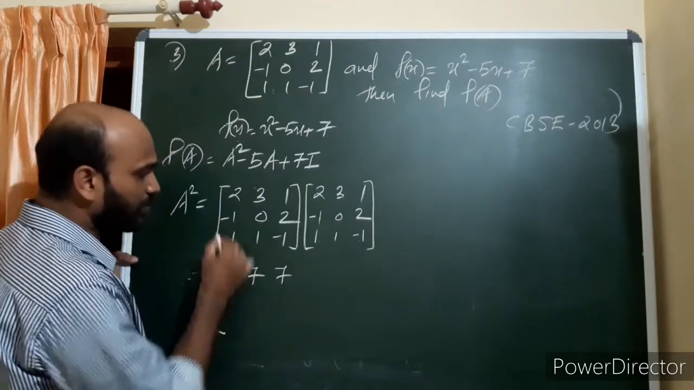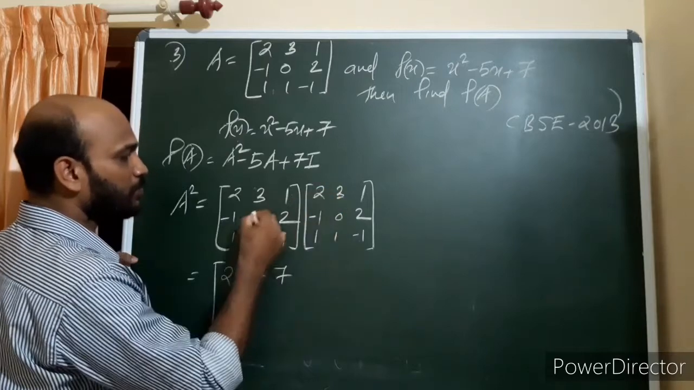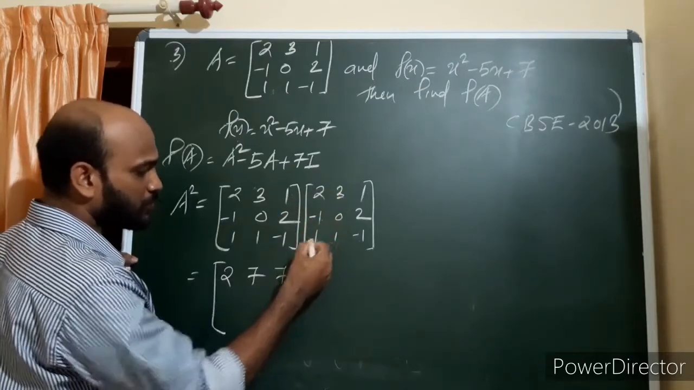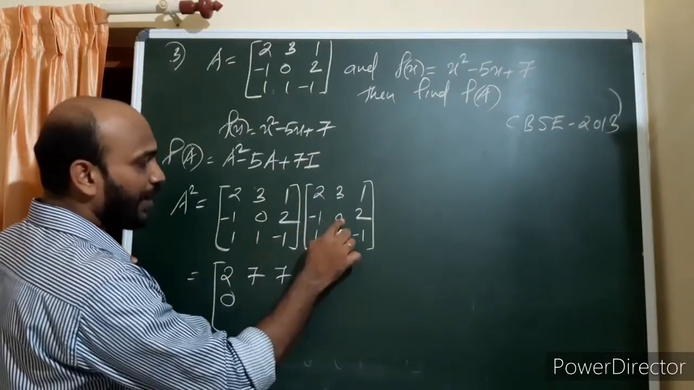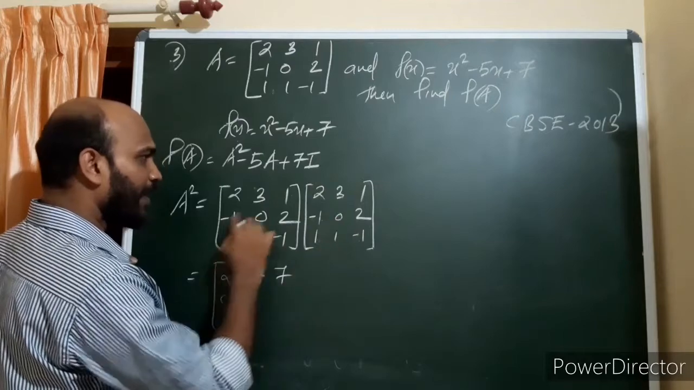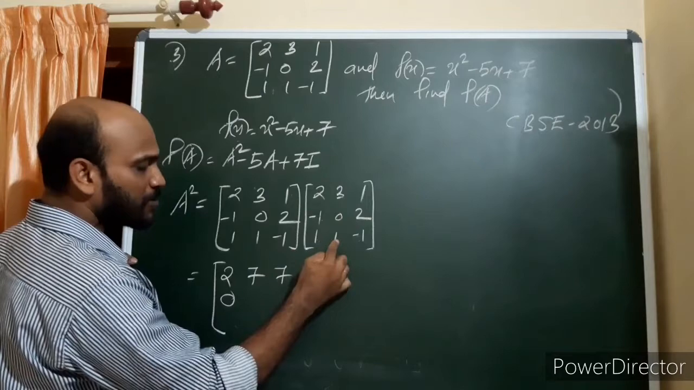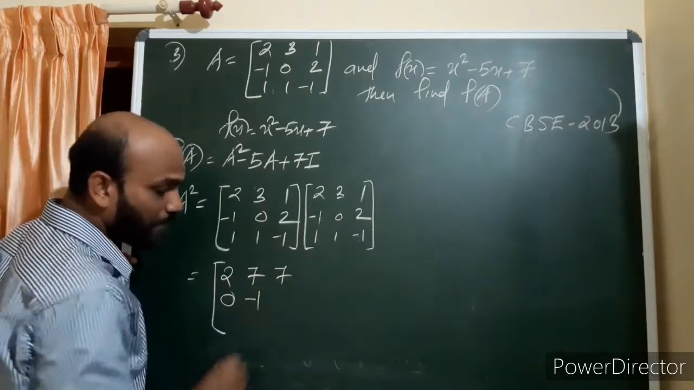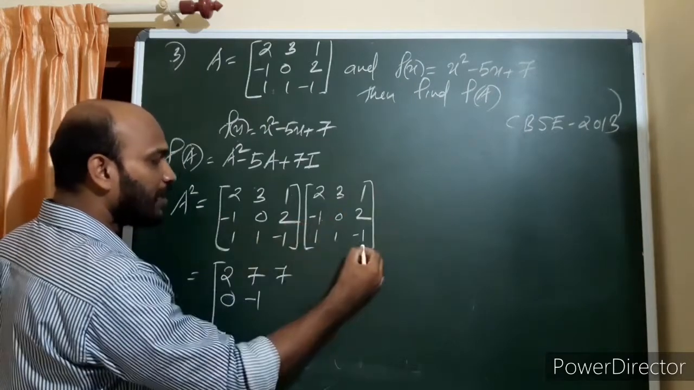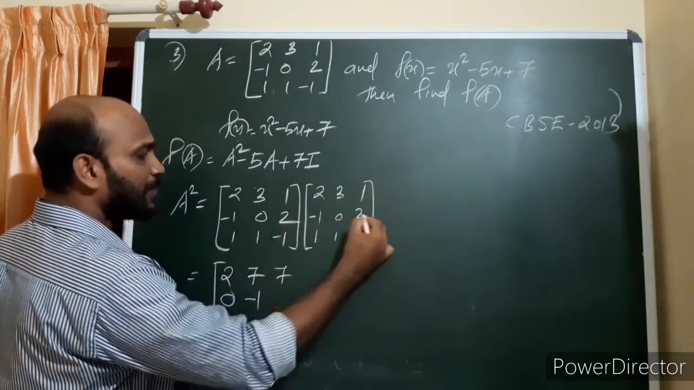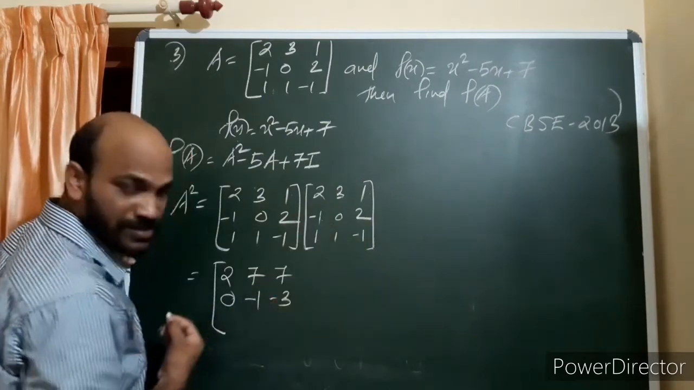Then this is A21. Second row, first column, you have to multiply. Minus 1 into 2, minus 2. Plus 0, plus 2. That means minus 2 plus 2 equal to 0. Then A22, second row, second column. Minus 1 into 3, minus 3, 0, plus 2. Minus 3 plus 2 we will get minus 1. Then this one is A23, second row, third column. Minus 1 plus 0, minus 2. Minus 1 minus 2, that is minus 3.